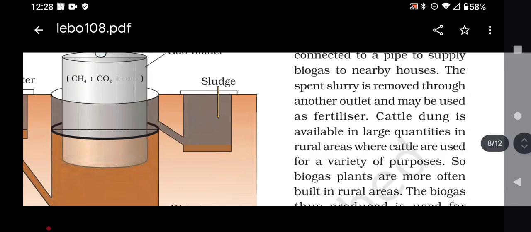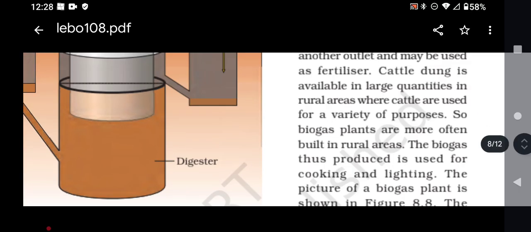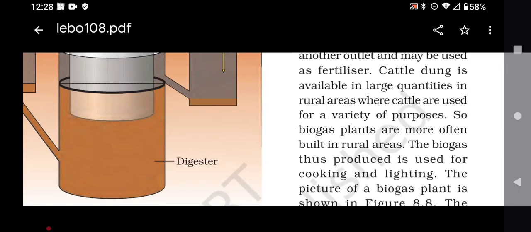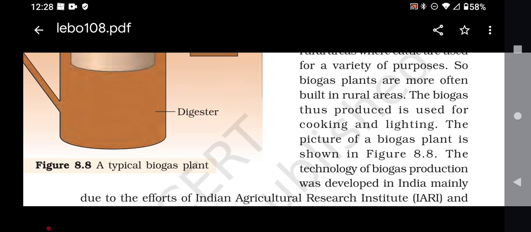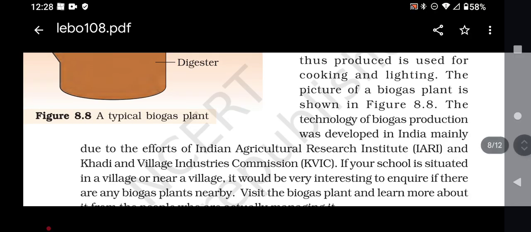Cattle dung is available in large quantities in rural areas where cattle are used for a variety of purposes. So biogas plants are more often built in rural areas. The biogas thus produced is used for cooking and lighting. The picture of a biogas plant is shown in figure 8.8. The technology of biogas production was developed in India mainly due to the efforts of Indian Agriculture Research Institute, IARI, and Khadi and Village Industries Commission, KVIC.